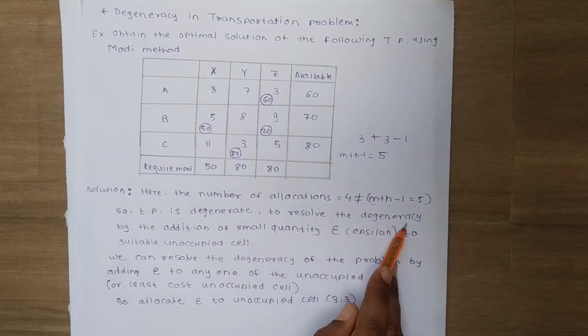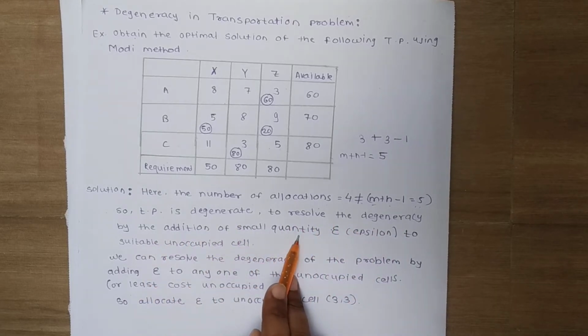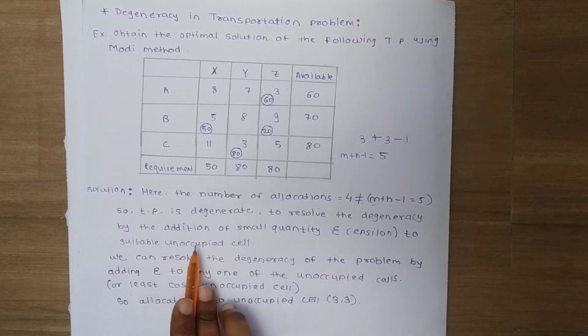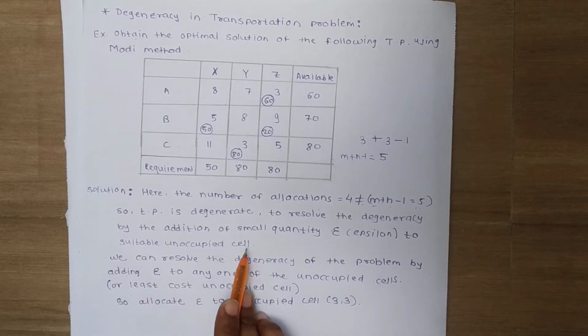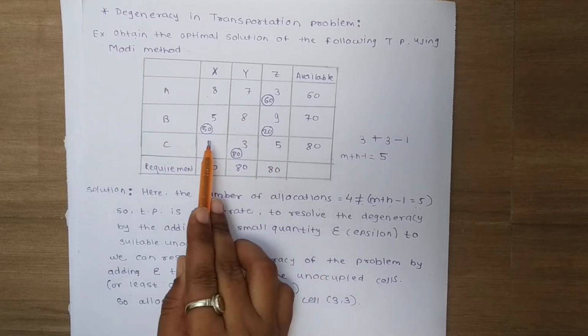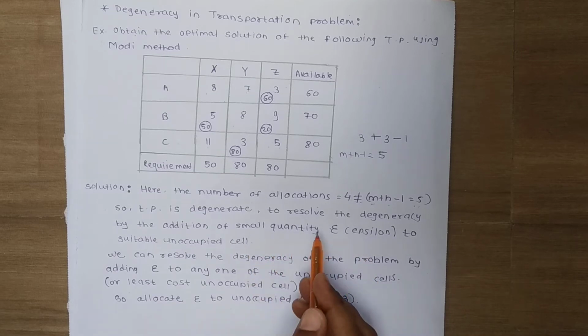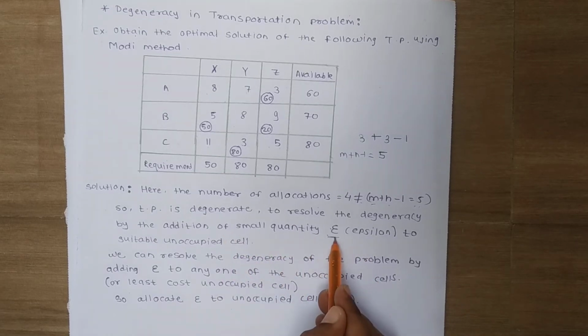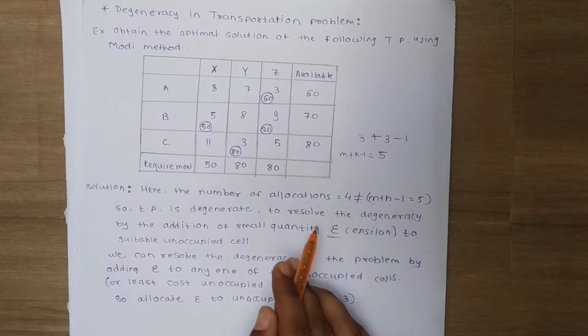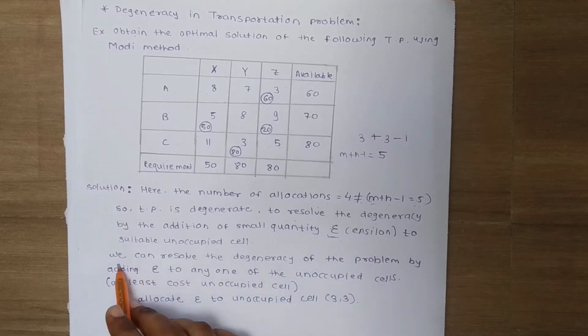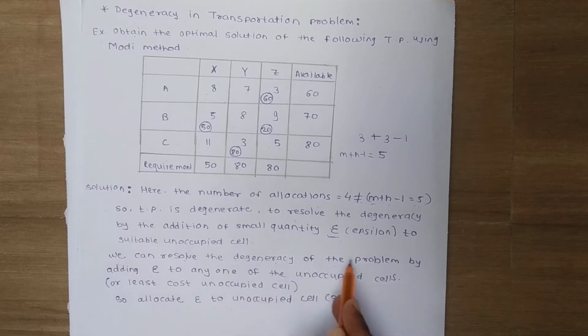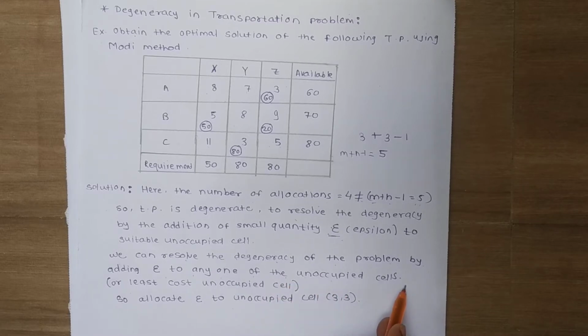To resolve the degeneracy, we add a small quantity epsilon to a suitable unoccupied cell. There are 1, 2, 3, 4 and 5 unoccupied cells, from which we add a small quantity epsilon in order to resolve the degeneracy. We can resolve the degeneracy of the problem by adding epsilon to any one of the unoccupied cells, or mostly we take the least cost unoccupied cell.